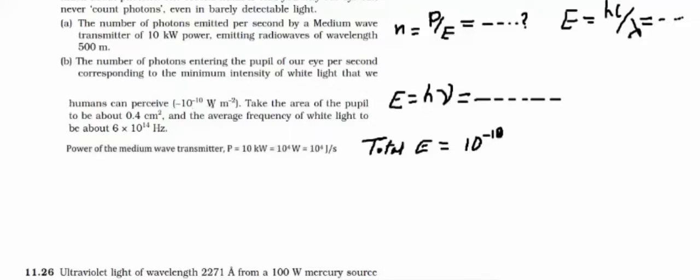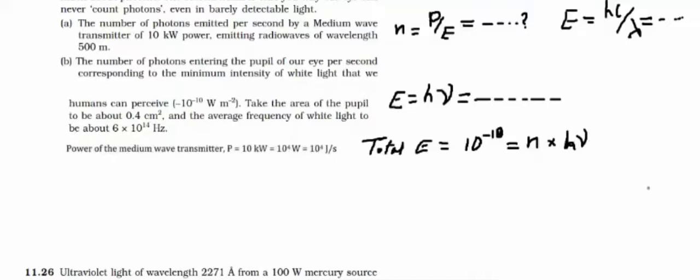So energy per second per area is 10 power minus 10, and that will be equal to the number of photons per second per unit area into the energy of each photon. The energy of each photon is E, or directly we can say h nu, which you can calculate here. So total energy per unit area per second is equal to the number of photons per unit area per second into the energy of each photon.